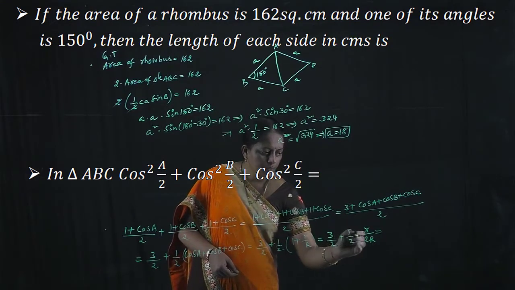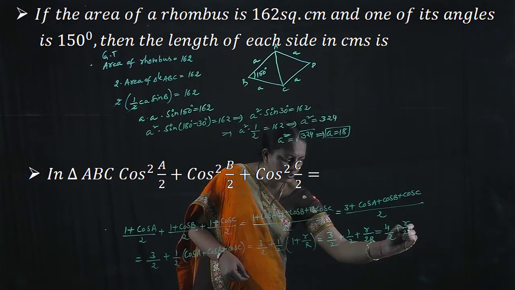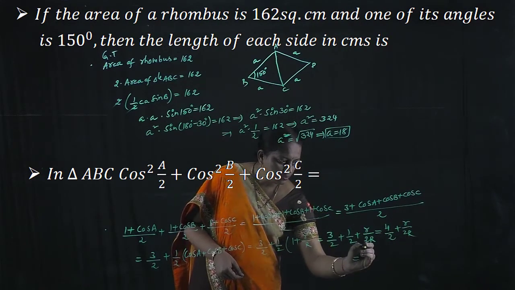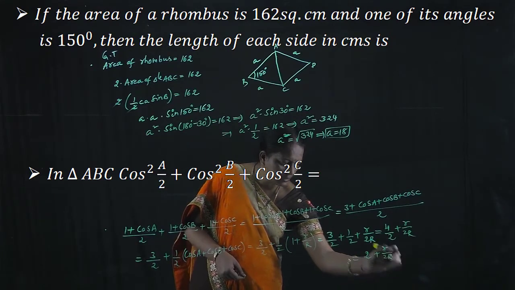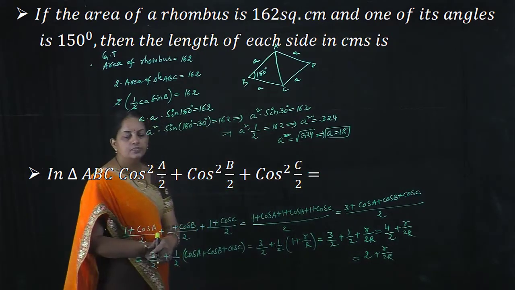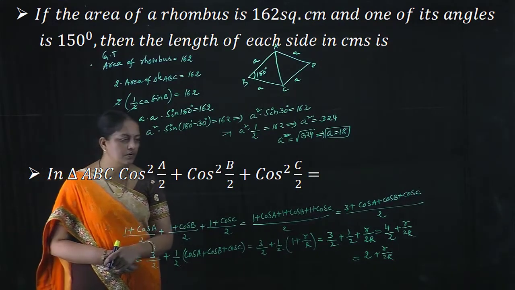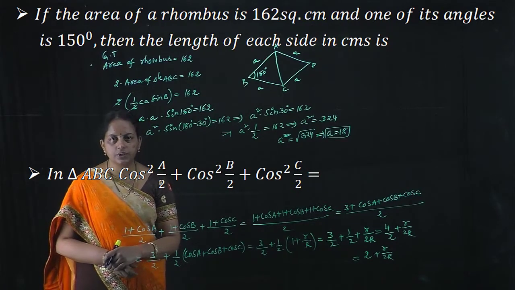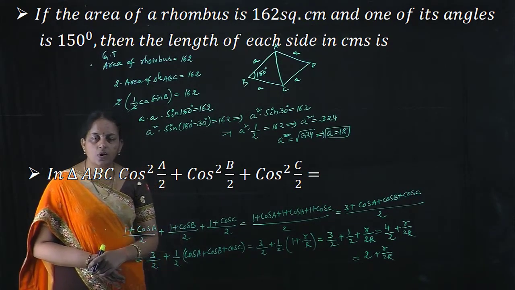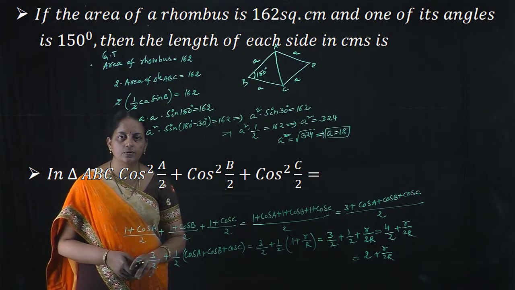And 3 by 2 plus 1 by 2 means 4 by 2, plus small r by 2 into capital R. This is equal to 2 plus small r by 2 into capital R. Therefore, cos square A by 2 plus cos square B by 2 plus cos square C by 2 is equal to 2 plus small r by 2 into capital R. Similarly, we can find the value of sin square A by 2 plus sin square B by 2 plus sin square C by 2 also.